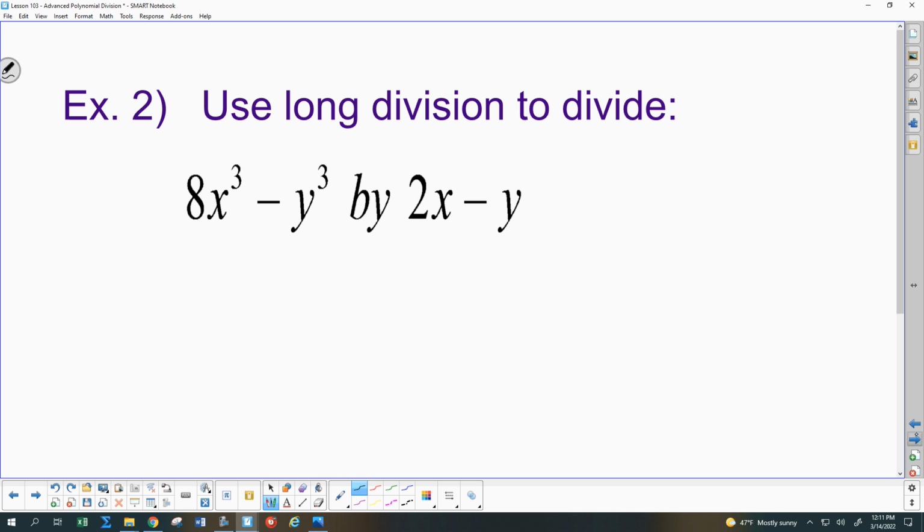Okay, next one. You guys go ahead and write this down. Which one do you think goes inside? Which one do you think goes outside? Please remember to leave extra space on the inside for the extra terms that you'll be coming across as you work your way through that one.